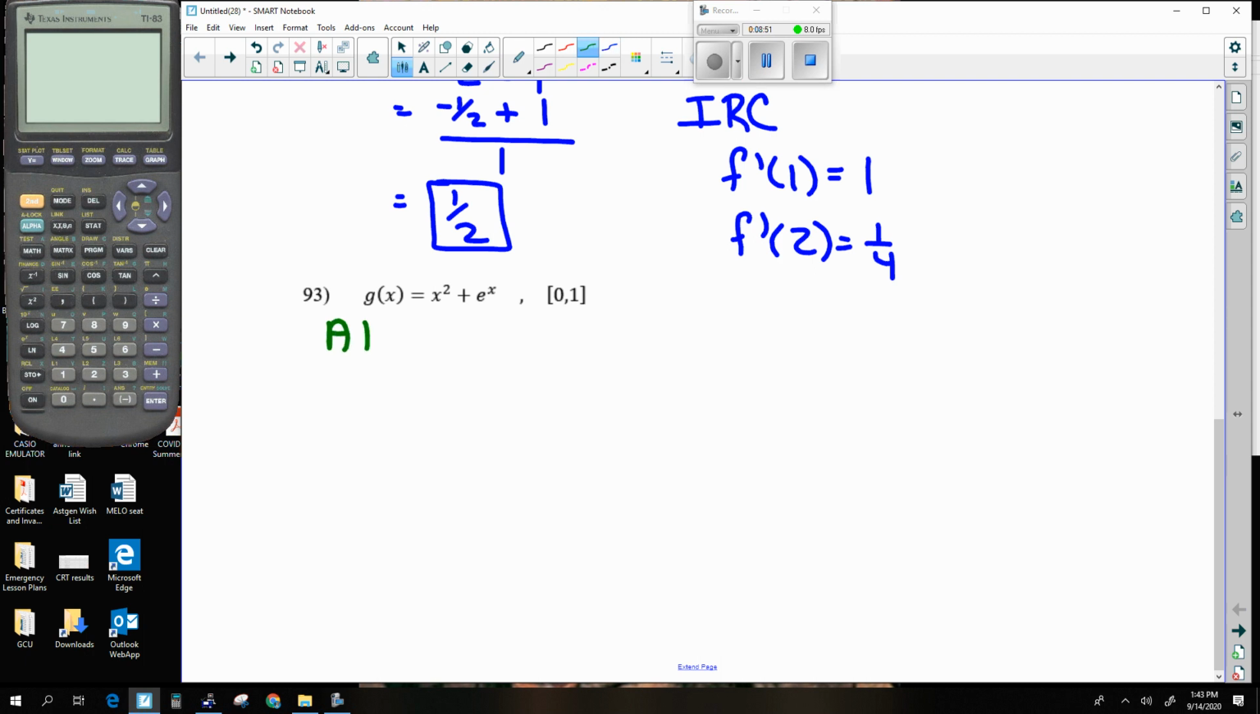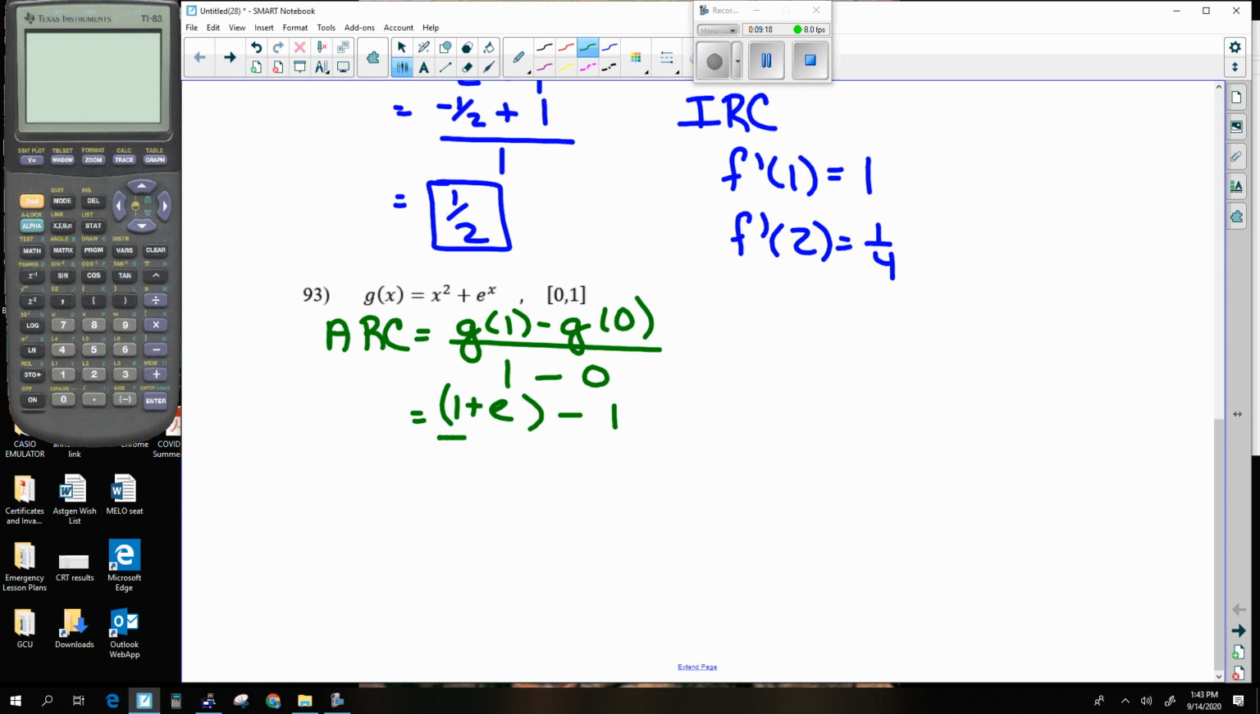Average rate of change is going to be, in this case, g of 1 minus g of 0. That's like y2 minus y1 over x2 minus x1. So g of 1 is going to be 1 plus e, minus g of 0, which is 0 plus 1, all over 1, and so this is going to be e, or e to the first power.